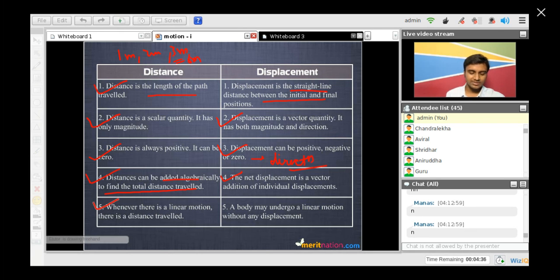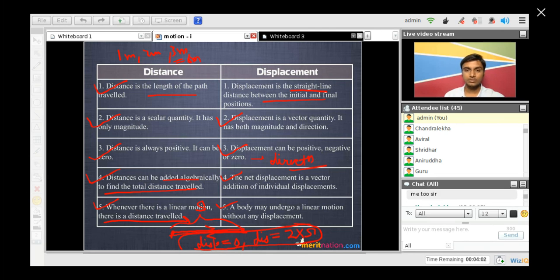Now whenever there is linear motion, there is distance traveled, but it can happen without displacement also. For example, if a body moves forward and again comes backward, displacement is 0 in this case. Displacement is 0, but distance traveled is 2 times, let's say distance is s, 2s. So displacement can be 0, but distance will always be there when there is motion. Is it clear to every one of you?